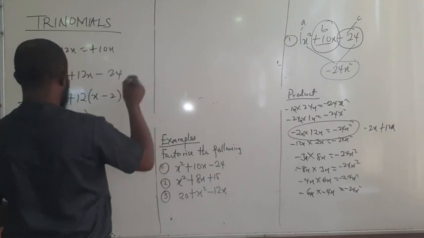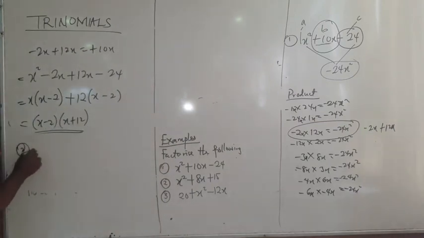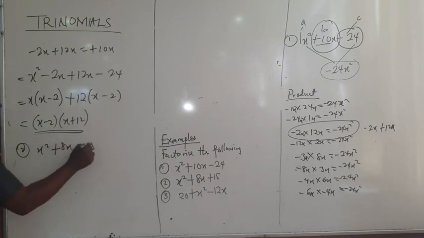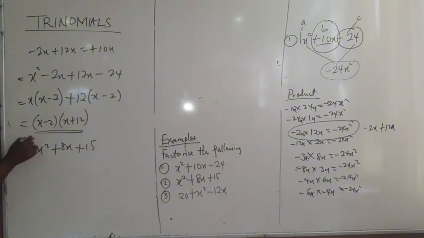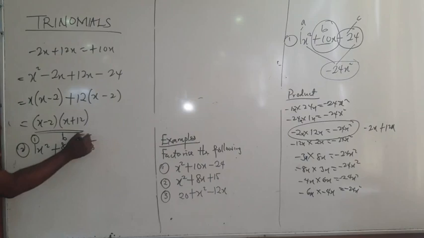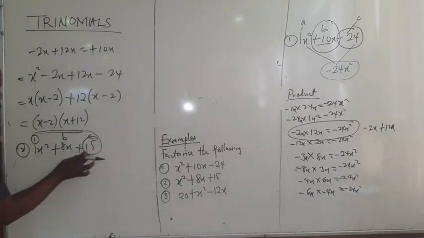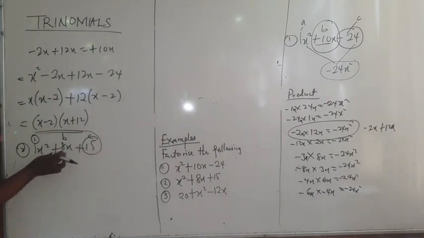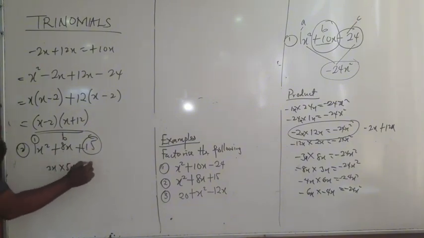For example 2, the same thing. We have x squared plus 8x plus 15. You can see the coefficient of x squared here is 1, which is a, while this one is what? B, and this constant is what? C. So which means we are only considering this one, right? So that means we are looking at the pairs of 15 that will add up to what? 8. So that means we have 3x times 5x, which will give us what?